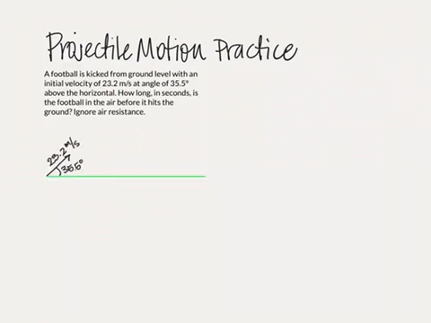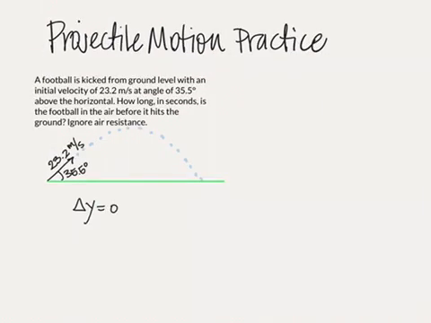So for this one, we want to know how long it is in the air. Now, when it comes back down to the ground, the change in position for the whole flight in the y direction will be 0, because it comes back down to the same height that it left.